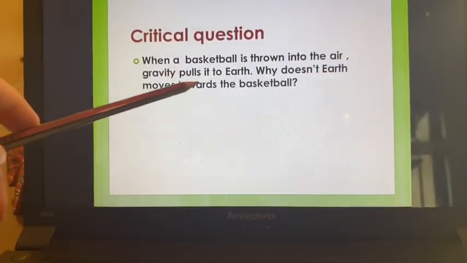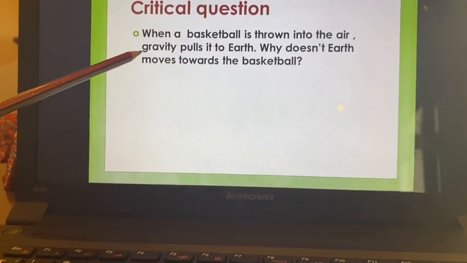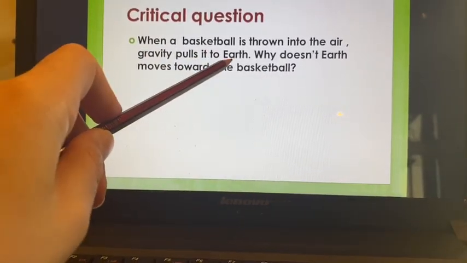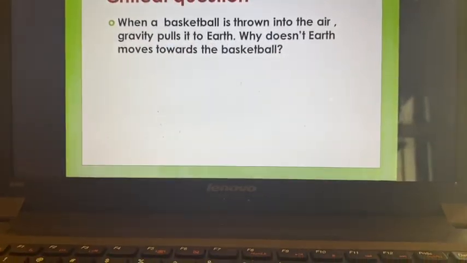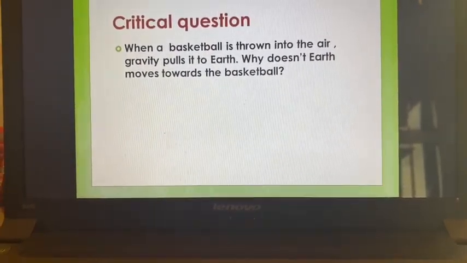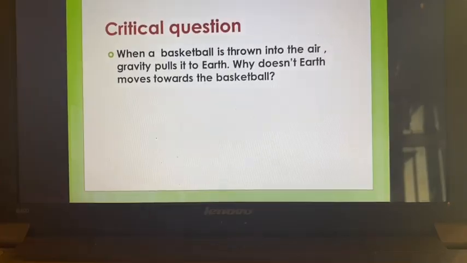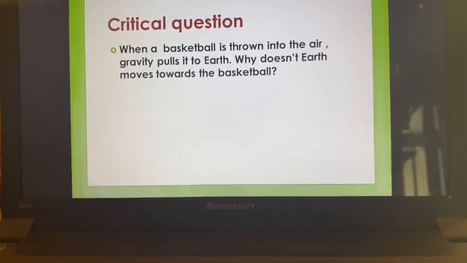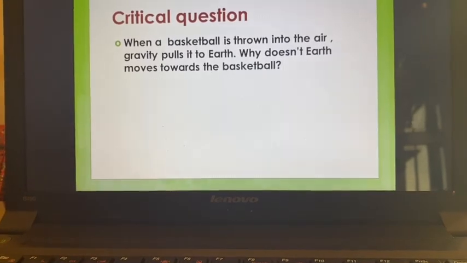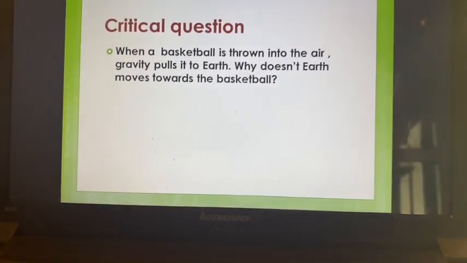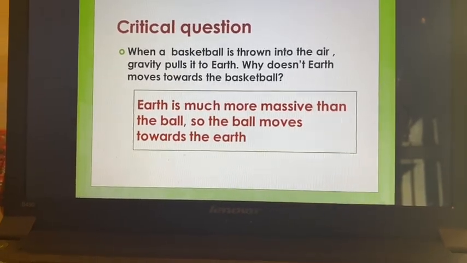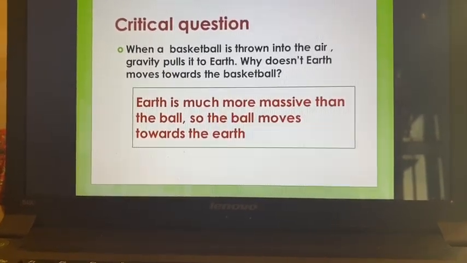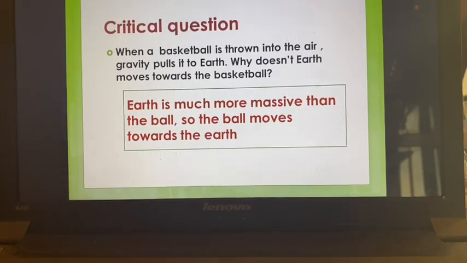When a basketball is thrown into the air, gravity pulls it to earth. Why doesn't the earth move toward the basketball? Because the earth has bigger mass. You have the earth and the basketball. The earth has a bigger mass, so bigger masses will pull. Earth is much more massive than the ball. It has bigger mass, so the ball moves towards the earth.